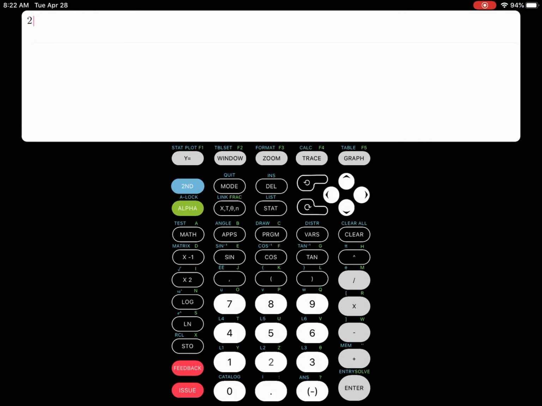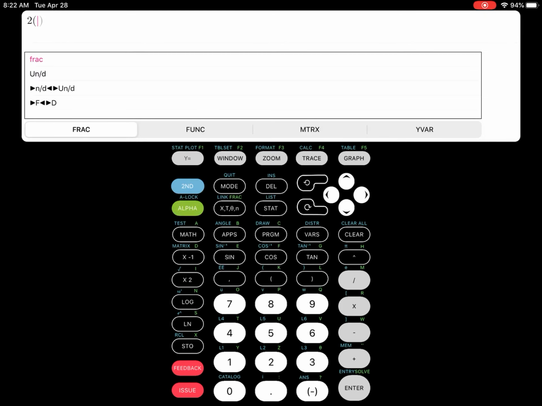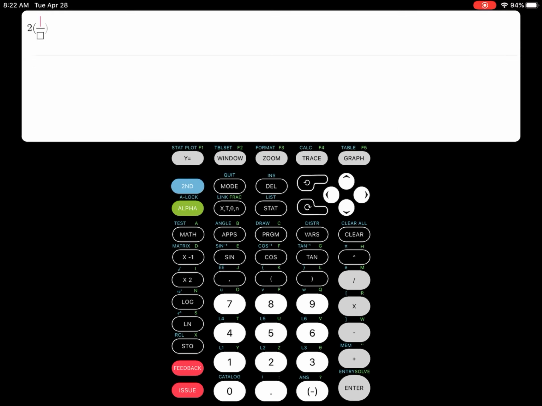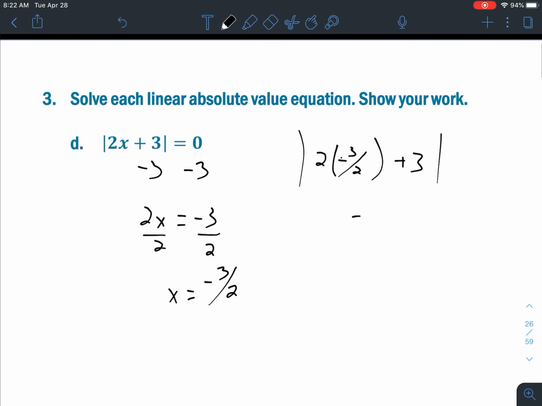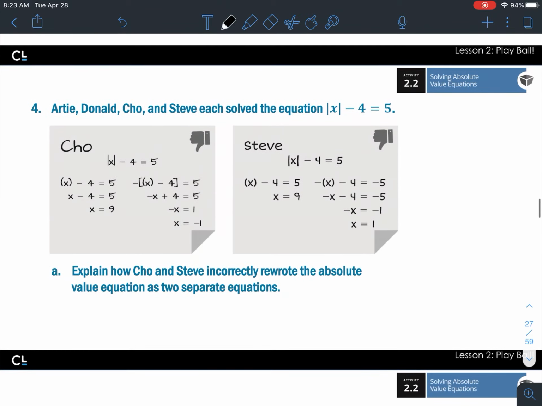And if we go in our calculator, I said 2 times, I forgot the negative. Negative 3 over 2. We hit enter. Gives us negative 3. So negative 3 plus 3 just gives us 0. And that works. So that is our answer. There is no second answer because this part here is 0.